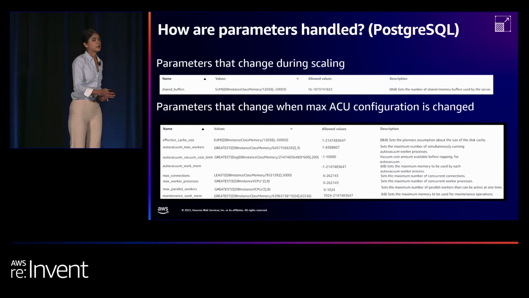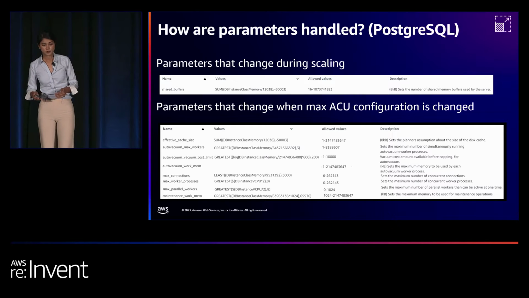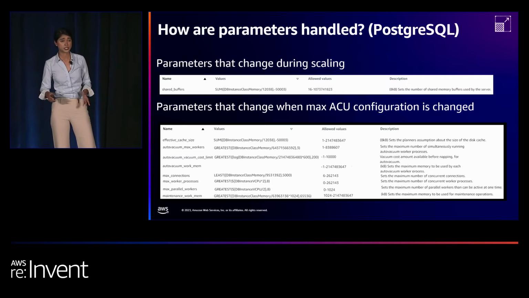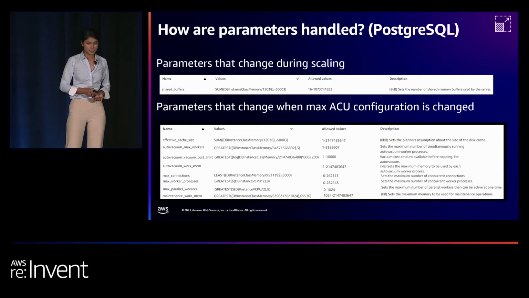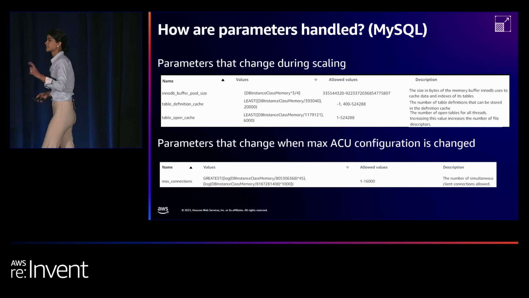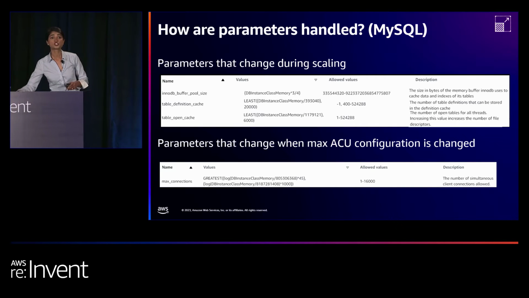Then there are other parameters that are going to be changed when you change that maximum ACU, your maximum capacity setting. So there's a list of those parameters too, for example, maximum connections. And of course, always look at the documentation for the up-to-date list. Here, I'm just showing a few of them for Postgres. And similarly for MySQL. So parameters that change during scaling, and then there are parameters which will change when you change the maximum capacity.